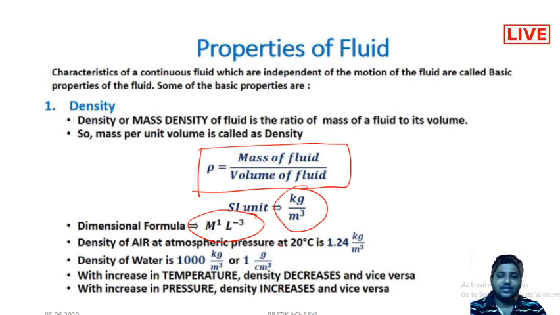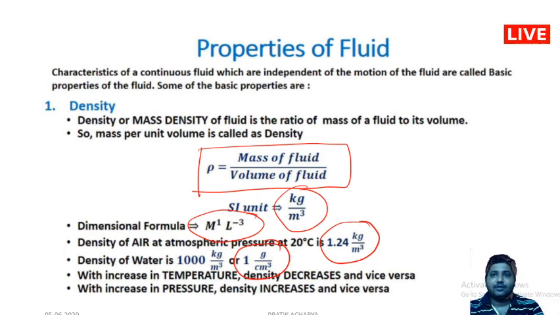The density of air is very less. Air is a fluid, and its density is 1.24 kg per meter cube, and the density of water is 1000 kg per meter cube, or 1 gram per cc. With increasing temperature, the intermolecular force of attraction between the molecules decreases. As a consequence, the density decreases in the case of liquids. But in the case of gases, if you increase the temperature, the intermolecular force will increase, meaning the momentum exchange or collision between the molecules will increase. As a result, the viscosity is going to increase.